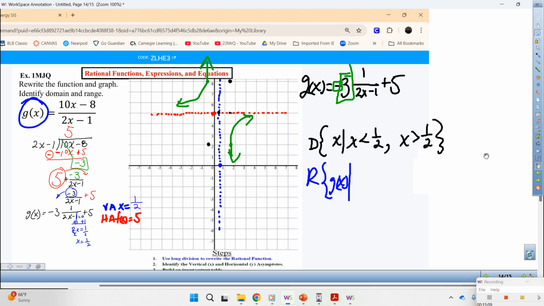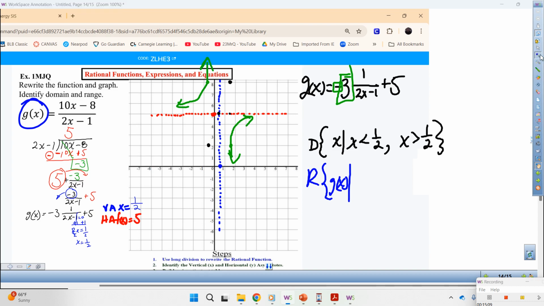All right, looks like Mario's got it. All right, Mario. G of x is what? Five, okay, but what? Equal, greater, or less than? Very good. Greater than 5. So to graph this piece, anything above 5, that is correct, comma.